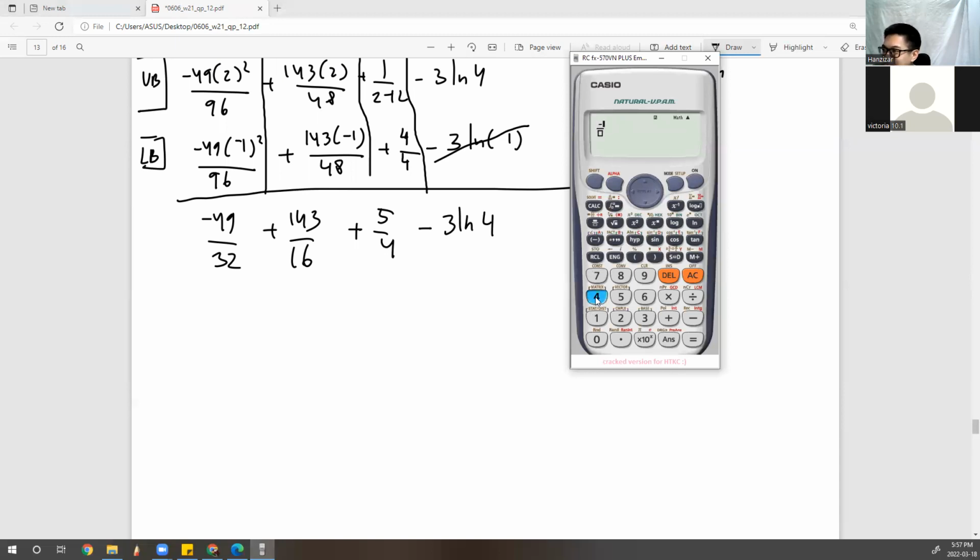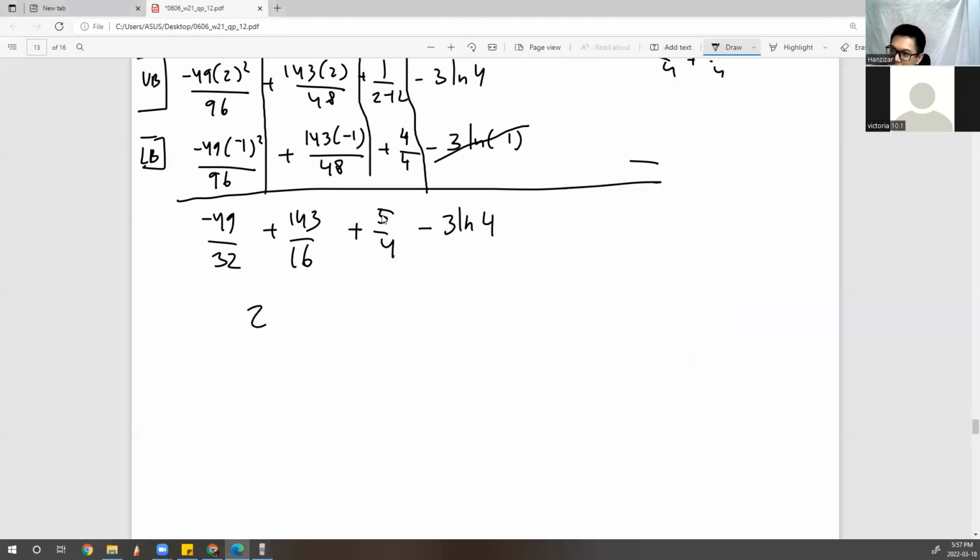So -49 over 32. I am too lazy to calculate everything, so I just put my faith in the calculator. 5 over 4, single number. 277 over 32. Bang.